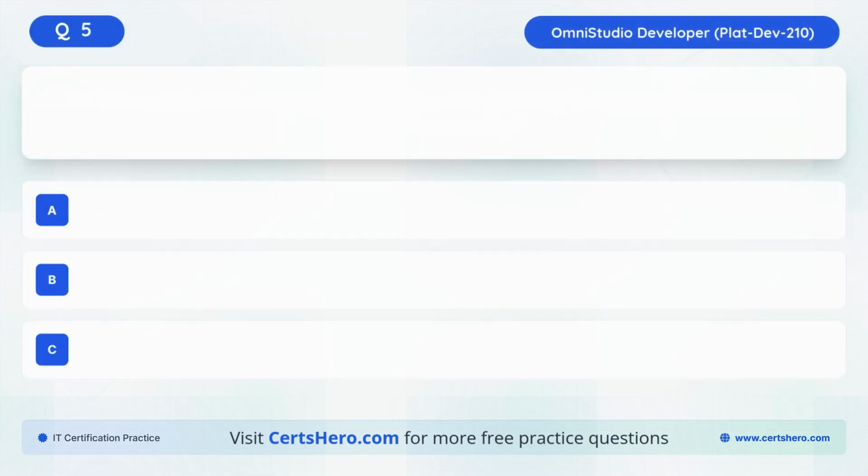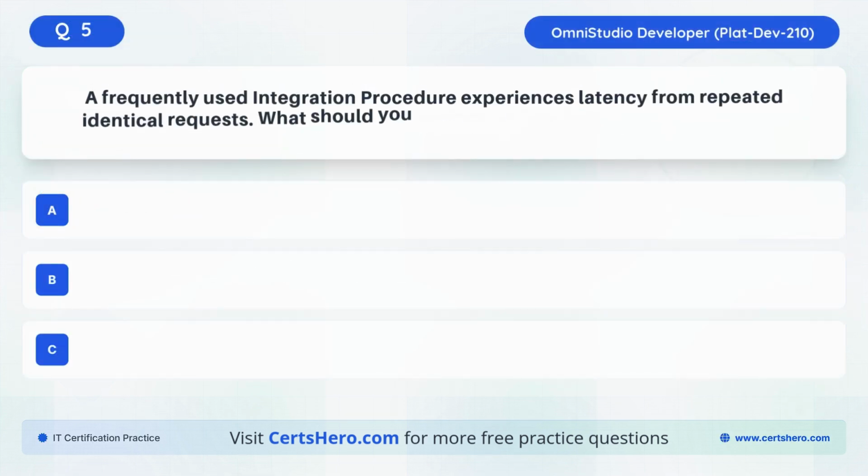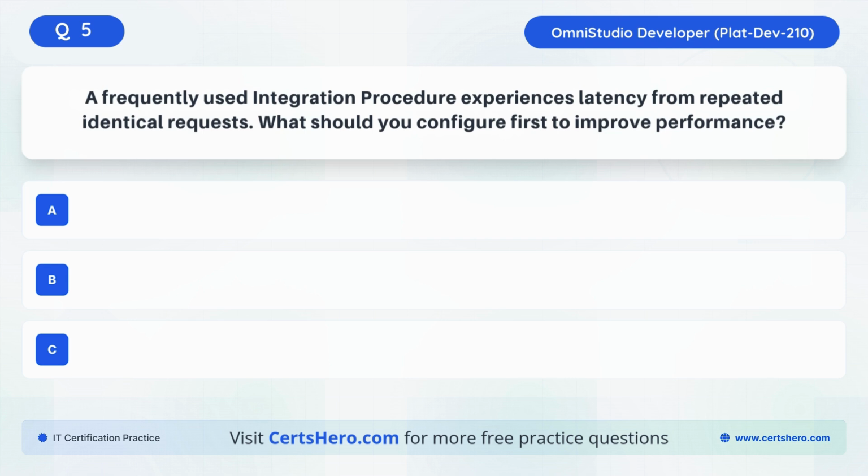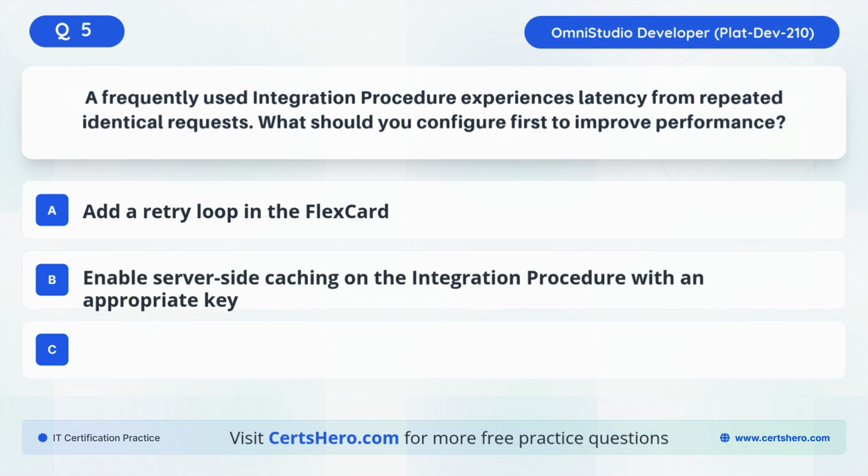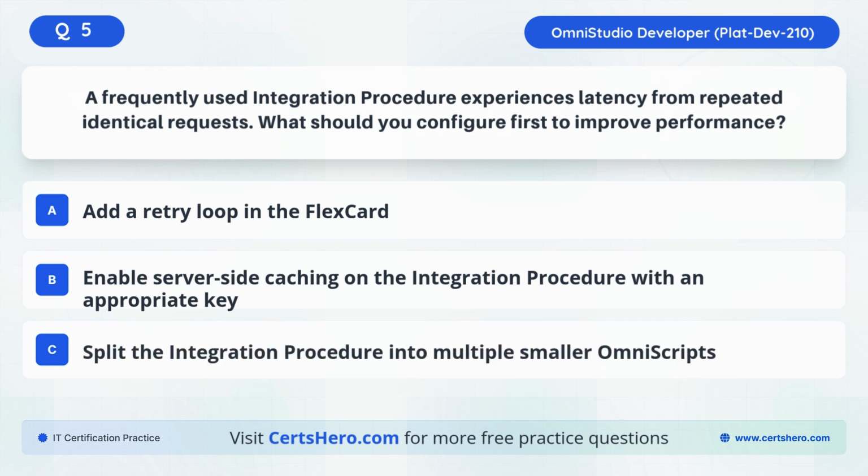Here's the next question. A frequently used integration procedure experiences latency from repeated identical requests. What should you configure first to improve performance? A. Add a retry loop in the FlexCard. B. Enable server-side caching on the integration procedure with an appropriate key. C. Split the integration procedure into multiple smaller OmniScripts.